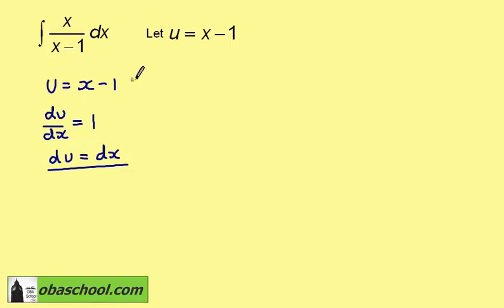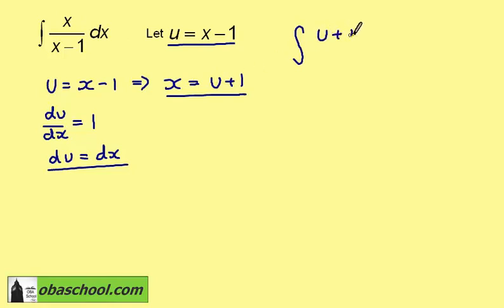If u is x minus 1, it also follows that x is equal to u plus 1. U is x minus 1, so we have everything that we need to turn our integral into a u integral. The x becomes u plus 1. The x minus 1 becomes u, and the dx becomes du.